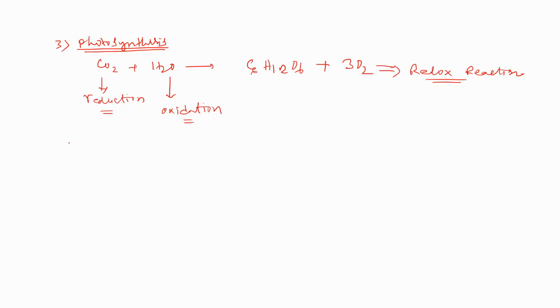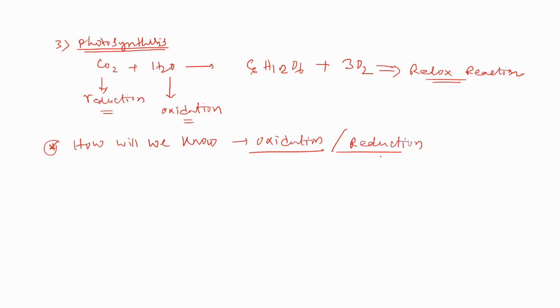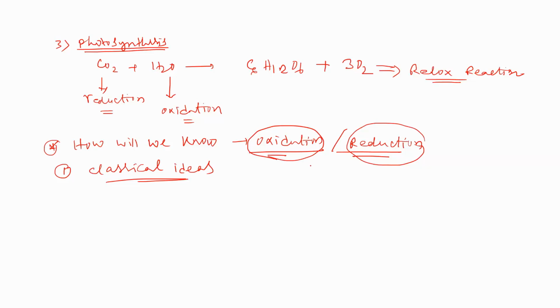Now the question is how we will know which is the oxidation reaction and which is the reduction reaction. This is the fundamental thing. So there are some ideas. One idea I will show you is the classical idea. There are some classical ideas to know about the oxidation reaction and the reduction reaction. One by one I will discuss them here.